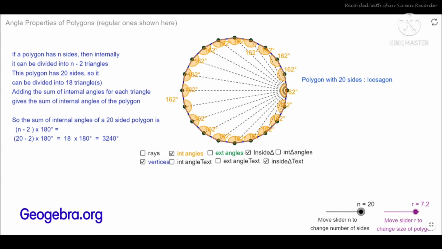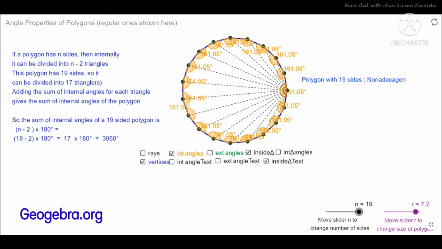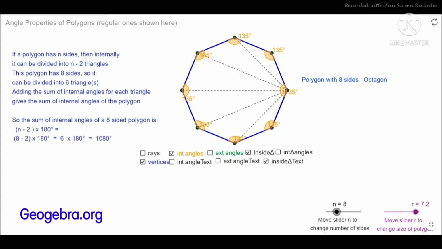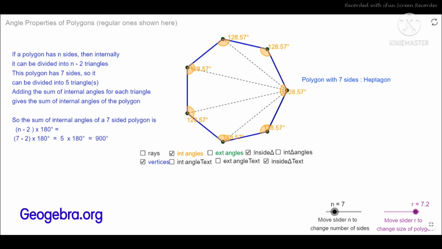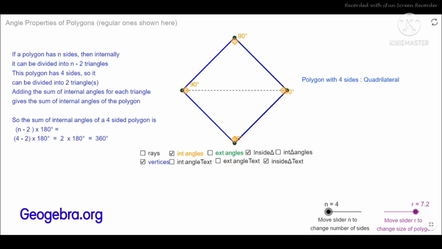As there are 20 sides, 20 minus 2 is 18. So it can be divided into 18 triangles. Each triangle is 180, so we get 18 into 180, 3240. Using this applet, you just have to move the slider and see the sum of the interior angles for different polygons. As regular polygons are used here, it is quite easy to understand how we get the sum of interior angles.